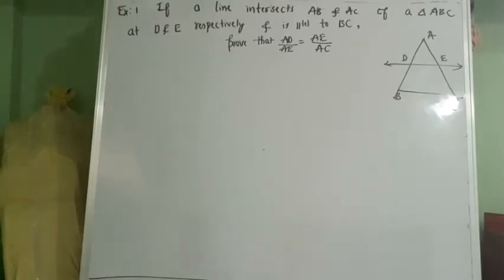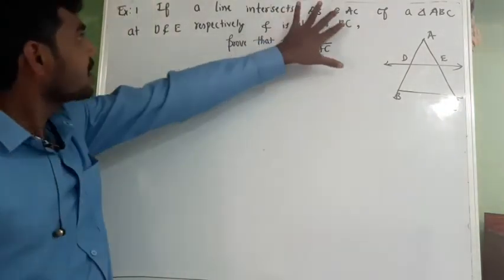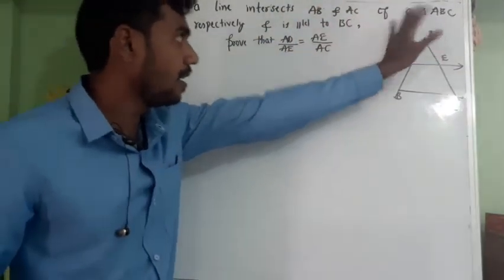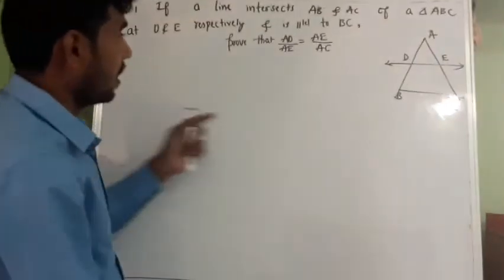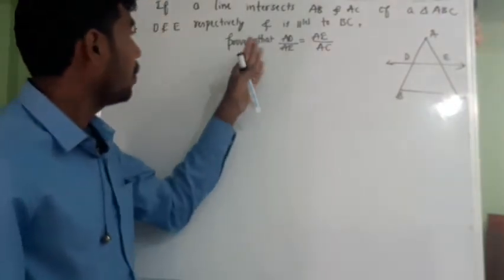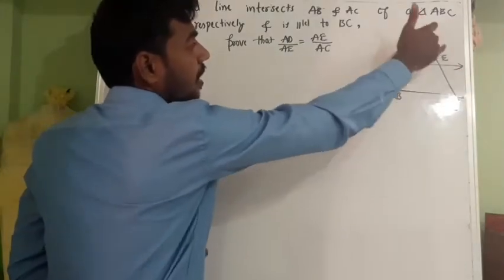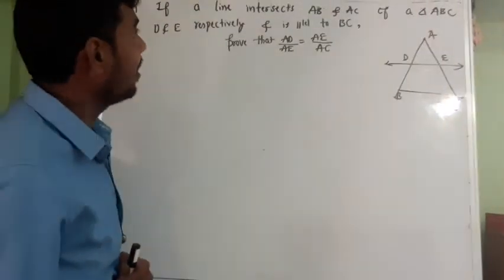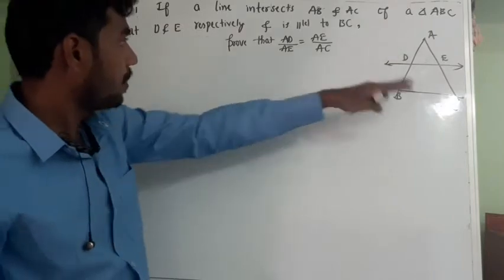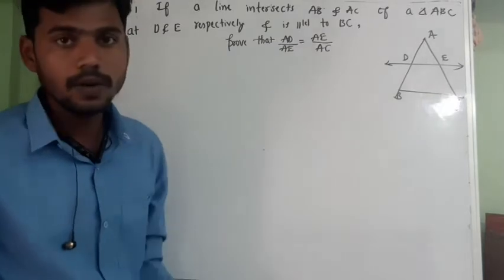So dear children, we'll start with example 1, which is based on the basic proportionality theorem. If a line intersects AB and AC of a triangle ABC at D and E and is parallel to BC, prove that AB by AD is equal to AC by AE. So DE is a line intersecting the other two sides AB and AC at two distinct points D and E, and it is parallel to BC.